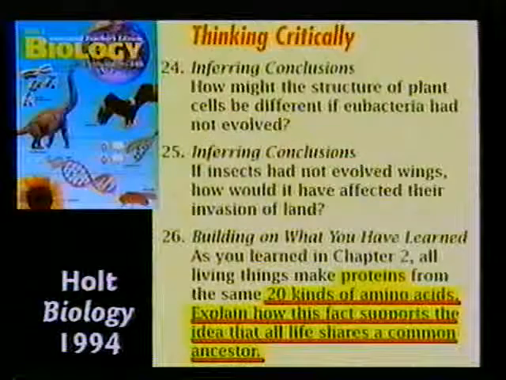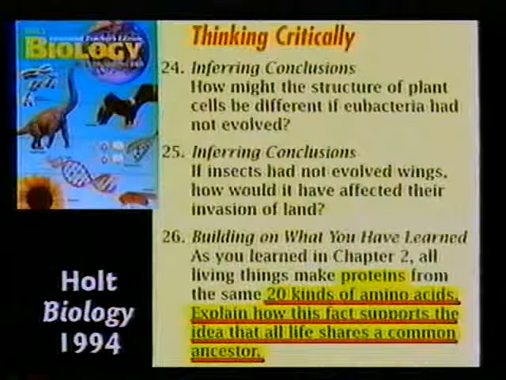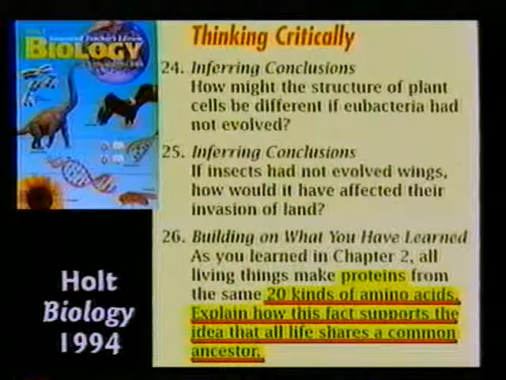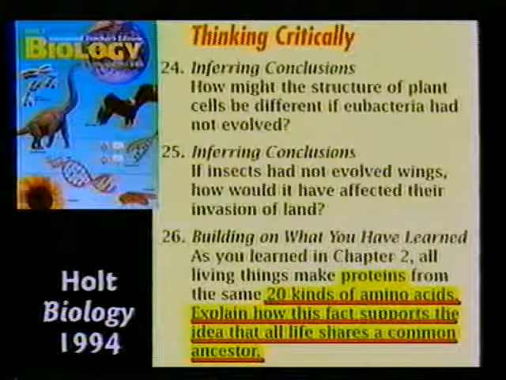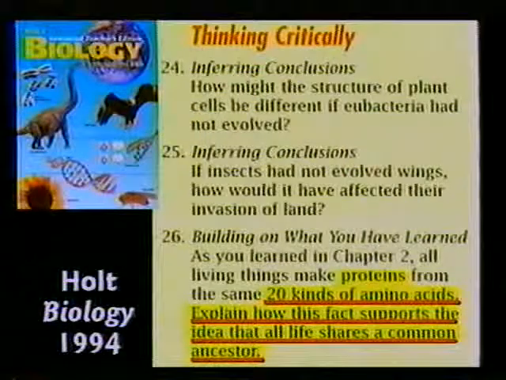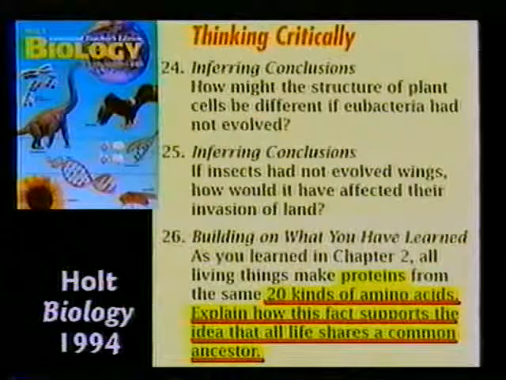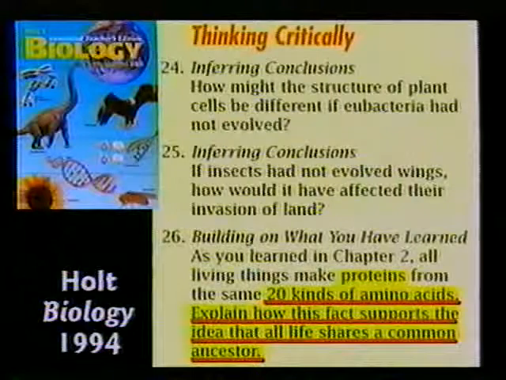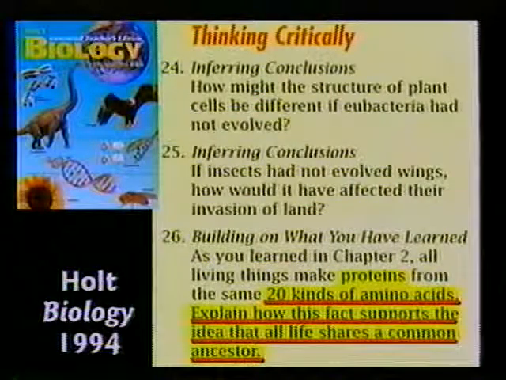Question 25, inferring conclusions. If insects had not evolved wings, how would it have affected their invasion of land? What a stupid question. Assuming, of course, they evolved wings. Look at this number 26. As you learned in chapter 2, all living things make proteins from the same 20 kinds of amino acids.